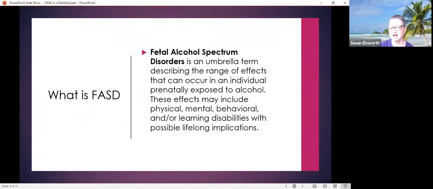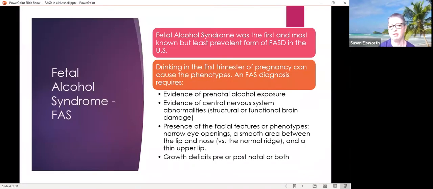FASD is not a diagnosis, it's an umbrella term, similar to what we see with our autism umbrella. It relates to all the disorders underneath this umbrella that can be physical, mental, behavioral, and often include some learning disabilities with lifetime complications. Underneath that umbrella, the most well-known but least diagnosed is fetal alcohol syndrome, or FAS. This isn't diagnosed as frequently for a couple of reasons we're going to go through here.